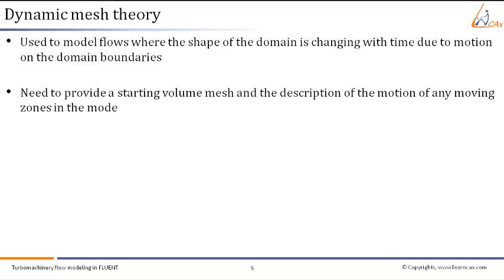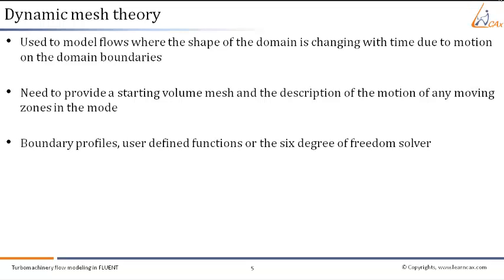This motion can be prescribed using either boundary profiles, user-defined functions, or the 6 degrees of freedom solver. The description of the motion is to be specified on either face or cell zones. If the model contains moving and non-moving regions, you need to identify these regions by grouping them into their respective face or cell zones in the starting volume mesh that you generate.